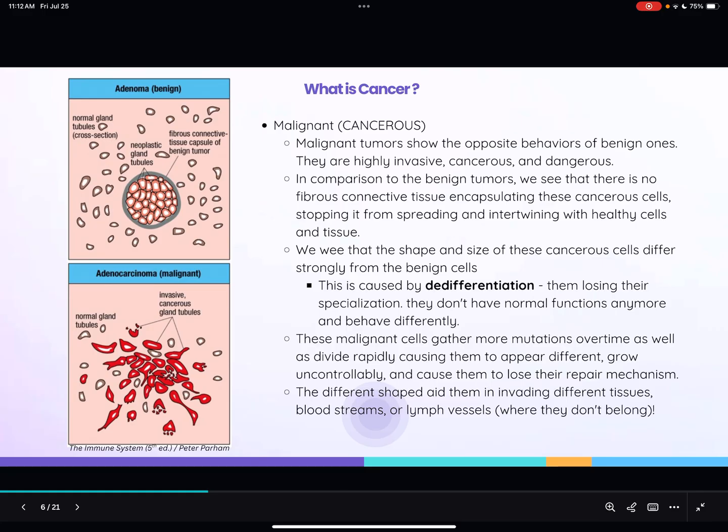We see that the shape and size of these cancer cells differ strongly from the benign ones. This is caused by de-differentiation, them losing their specialization. They don't have normal functions anymore and behave quite differently. These malignant cells gather more mutations over time as well as divide rapidly, causing them to appear different, grow uncontrollably, and lose their repair mechanism. So the different shapes aid them in invading different tissues, bloodstreams, or lymph vessels, places they don't belong.